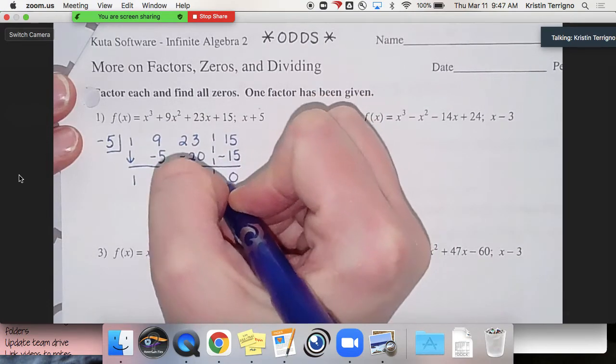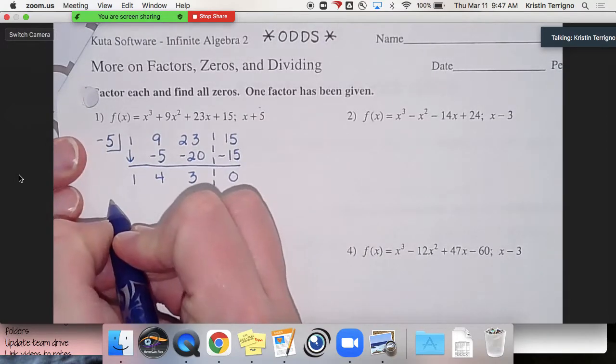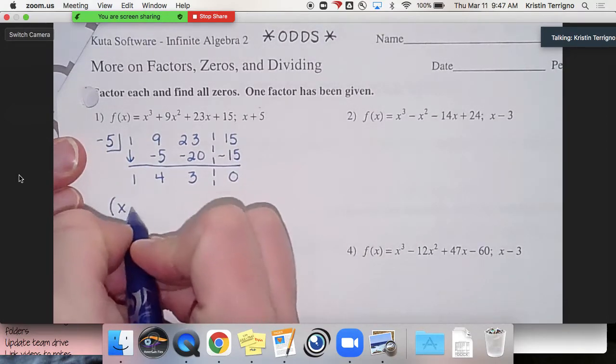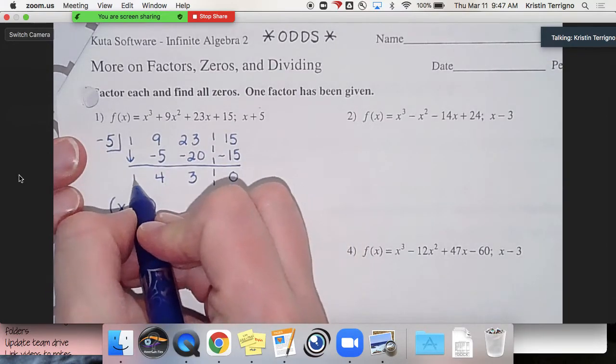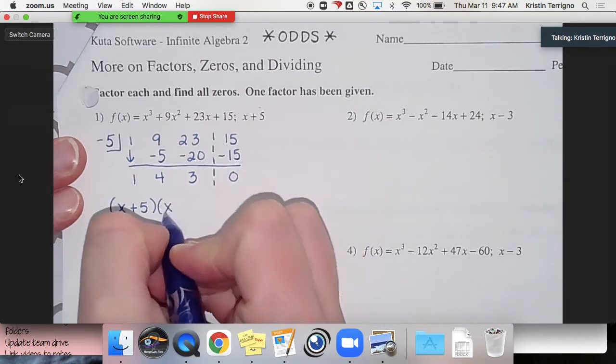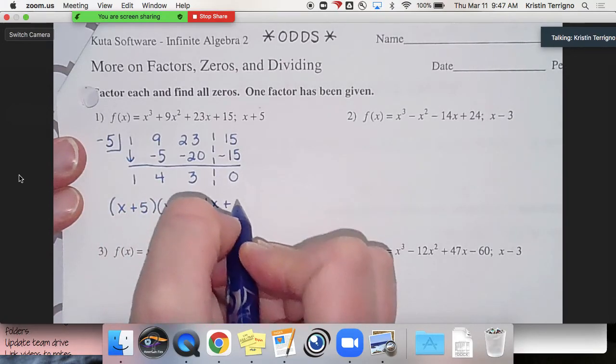Okay, so what does that 1, 4, and 3 mean to me? Okay, so those are like the coefficients on my new polynomial. So what I know now is this polynomial could be written as x plus 5 times, and then this would be 1x squared plus 4x plus 3.